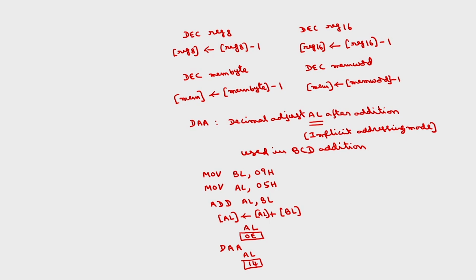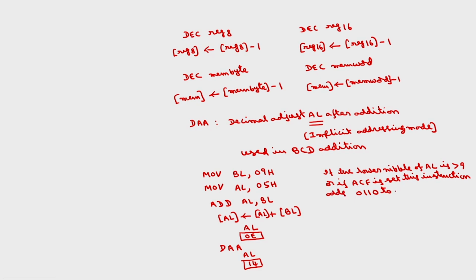So, how does this operation take place? The internal operation inside DAA is this: if the lower nibble, meaning the lower 4 bits of AL, is greater than 9, or if the auxiliary carry flag is set, this instruction adds 6 to the lower nibble.